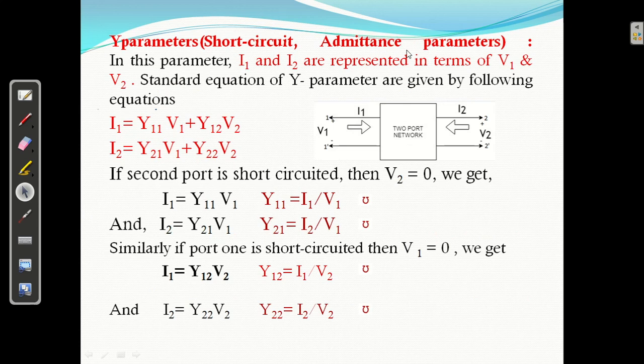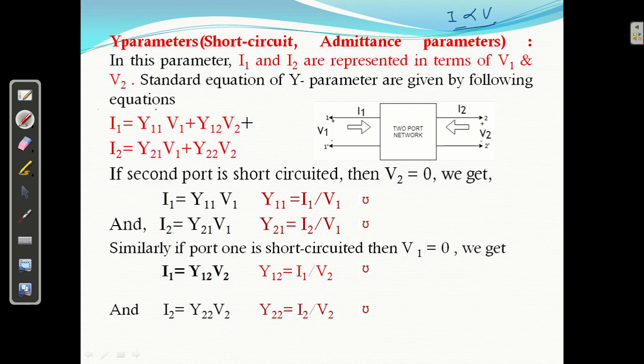Here remember, I is a function of V. Be careful about it. This means currents are represented in terms of voltages. I1 and I2 are represented in terms of V1 and V2, with Y11, Y12, Y21, Y22. So this is the equation. I is a function of V, right? I1 equal to Y11 V1 plus Y12 V2, I2 equal to Y21 V1 plus Y22 V2.